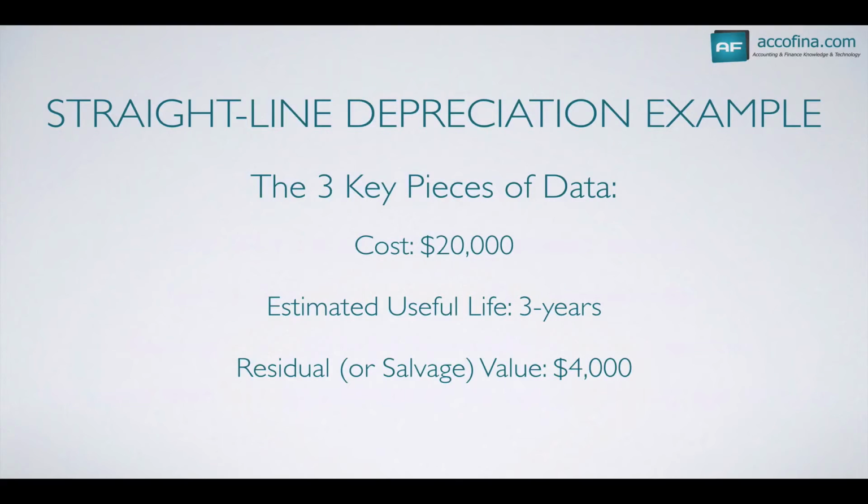So in that scenario, we had the three key pieces of data. The cost of the asset was what it was purchased for, and that was $20,000. The estimated useful life was 3 years. Smith & Co. could use it for 3 years before it had to be replaced or sold. And then finally, the residual or salvage value was $4,000. So after 3 years, they could get the truck parts sold for a value of $4,000 to that auto workshop.